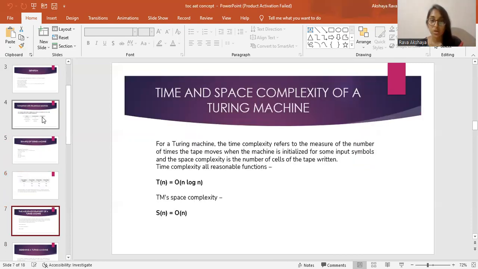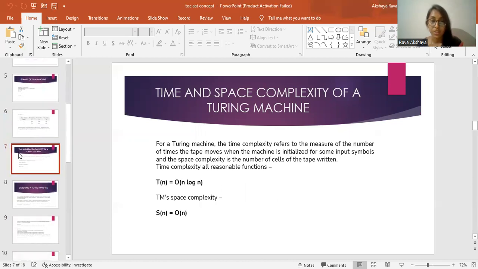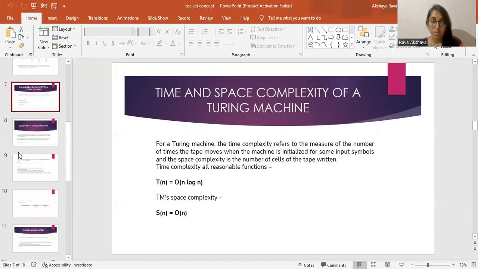Time and space complexity of the Turing machine. For a Turing machine, the time complexity refers to the measure of the number of times the tape moves when the machine is initiated for some input symbols, and the space complexity is the number of cells of the tape written. Time complexity, for all reasonable functions, is T of n equals big O of n log n, and space complexity of Turing machines is S of n equals big O of n.